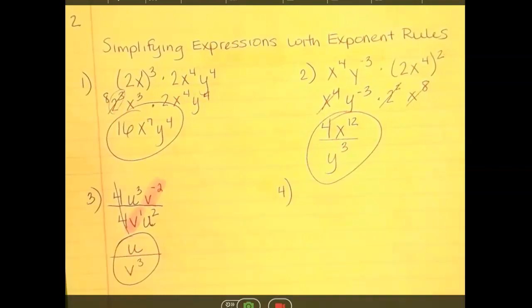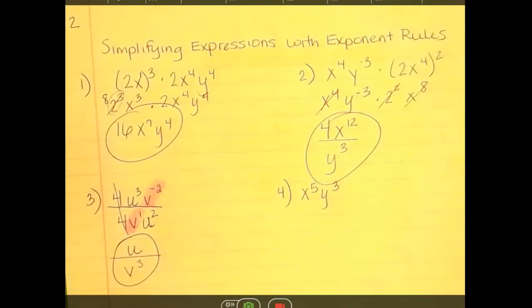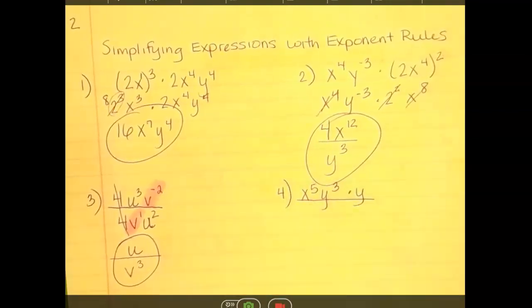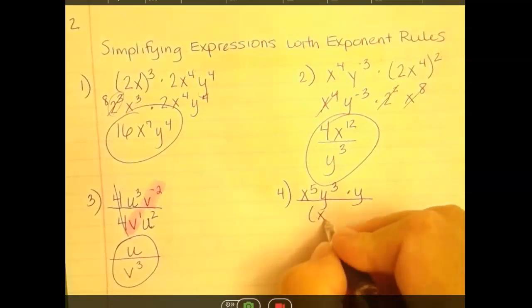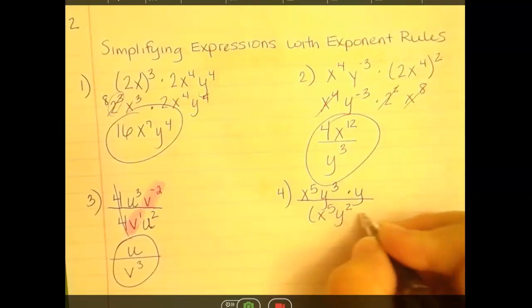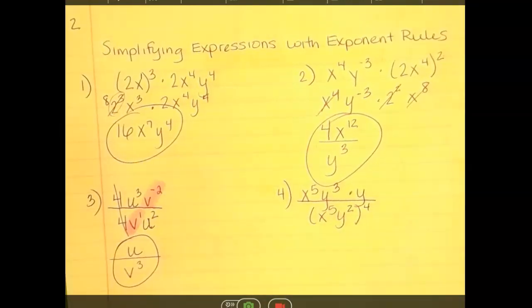Fourth example, x to the 5th, y to the 3rd power times y. And remember, I'm not really slowing down because if you don't understand or you need to copy, then you need to pause the video and do what you need to do and then pick back up. X to the 5th, y to the 3rd times y, all over parentheses x to the 5th y squared, all of that to the 4th power.